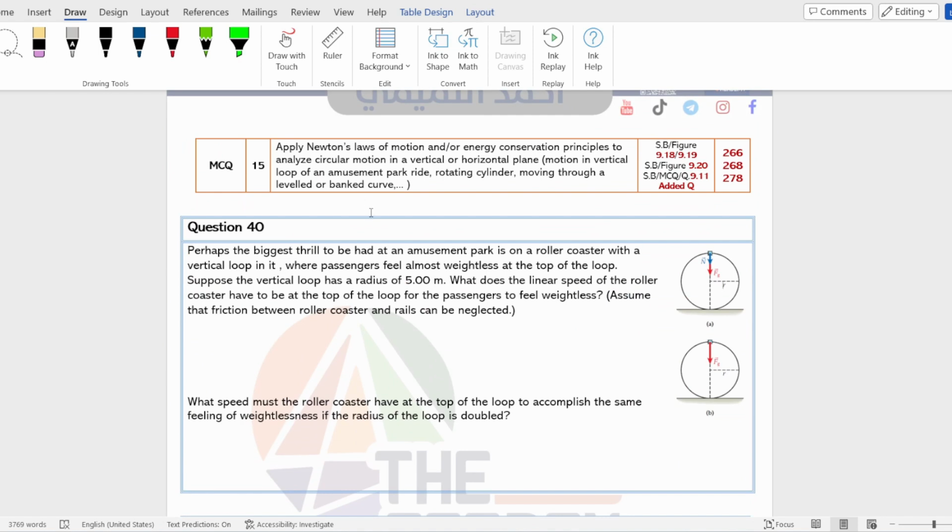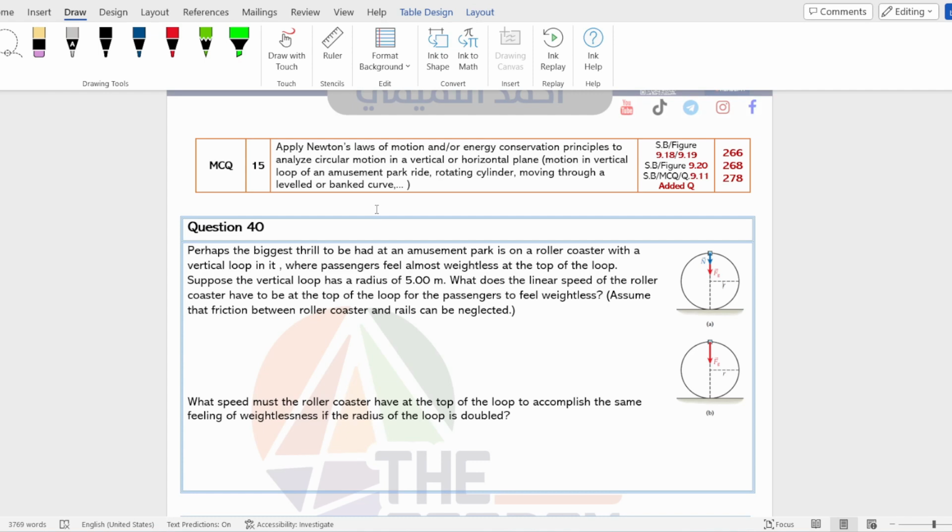Let's go now to part 15. In part 15, we will apply Newton's law of motion or energy conservation principles to analyze circular motion in a vertical or horizontal plane, which is basically motion in a vertical loop of an amusement park ride, a rotating cylinder, moving through a leveled or banked curve, and so on.